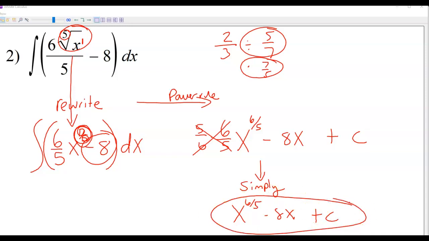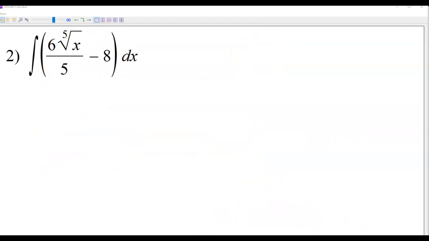And this is called the antiderivative, by the way. It's the opposite of a derivative. This is the derivative of this, but this is the antiderivative of that. All right?